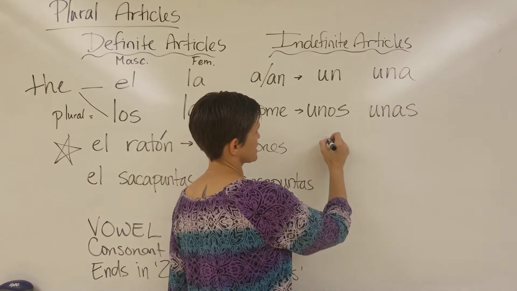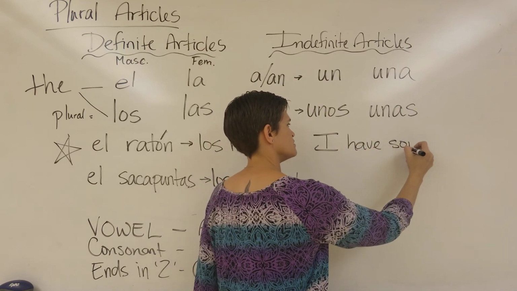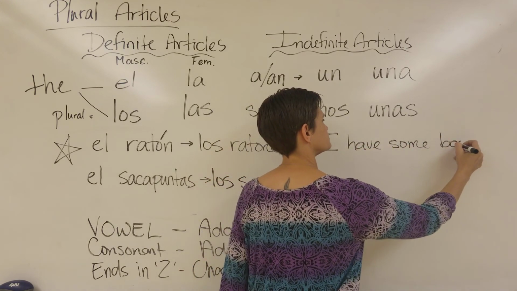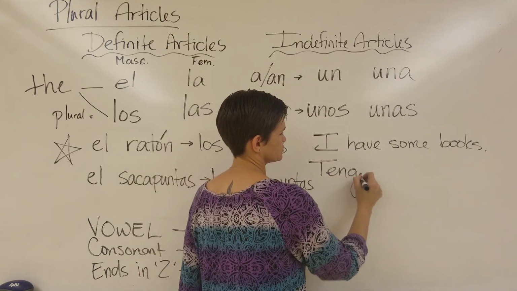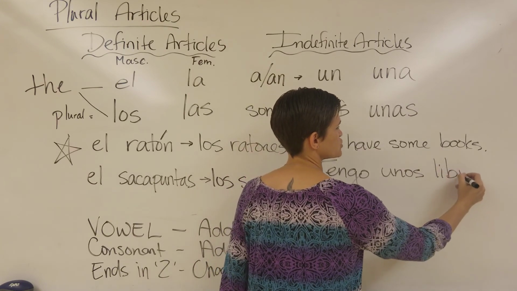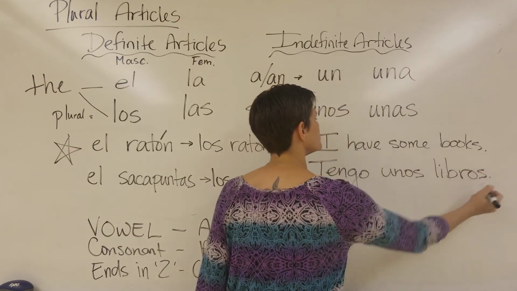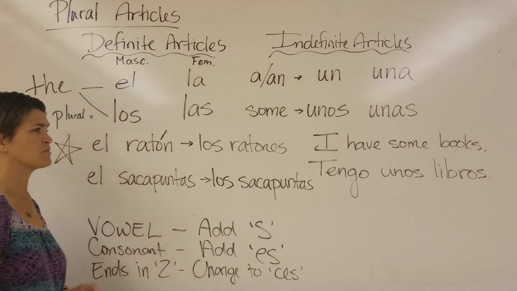So if we want to say, I have some books, I would say tengo unos libros. I made the word books plural, and I made my article plural to match. Everything's got to match up in Spanish.